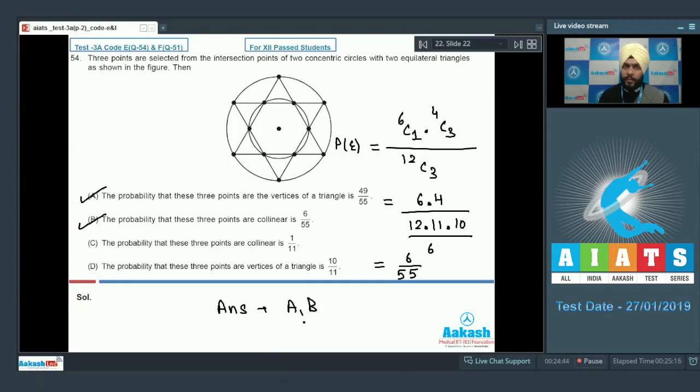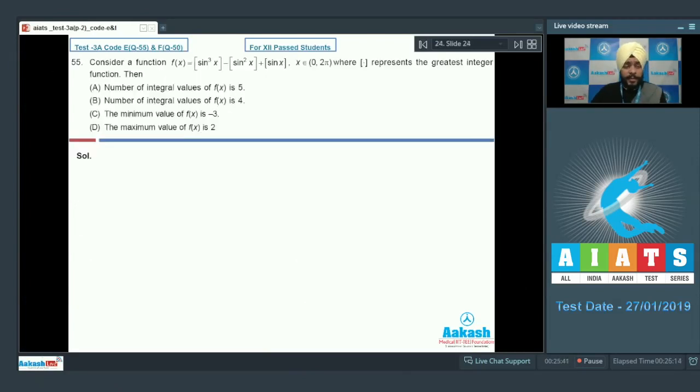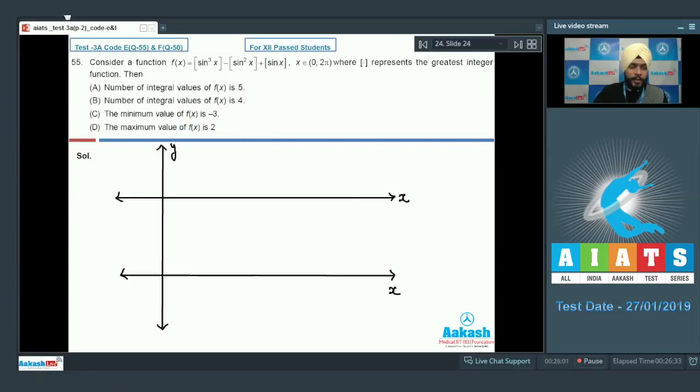Let us move on to question number 55. It says that consider a function f(x) as box sin cube x minus box sin square x plus box sin x, where x belongs to open interval 0 to 2 pi, where the box represents the greatest integer function. They are asking you the number of integral values, and the minimum and the maximum value of f(x). So let us have the coordinate axis over here. We will draw the graph of y equal to sin x, mark various intervals in it, and decide the corresponding values of f(x) according to that.